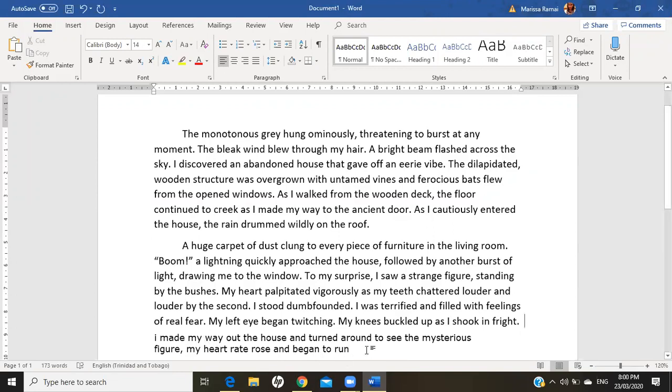I meant to put "my heart rose as I began to run away." Oh, you put "my heart rose and began to run." So I was thinking that your heart is personified and your heart is running. Oh, no, I meant my heart rose as I began to run. Oh, okay. I understand now.